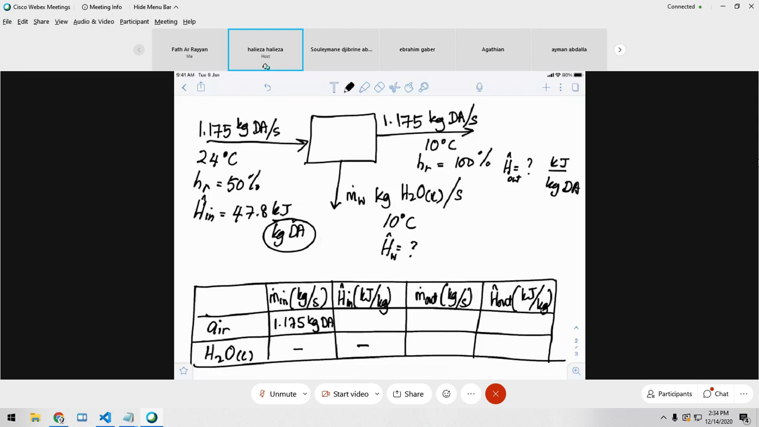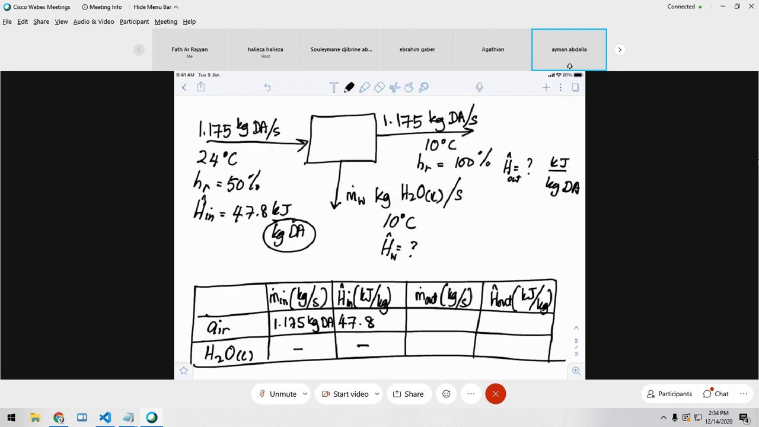The enthalpy has a unit of per kilogram dry air. So you need to cancel out that kilogram dry air. So let's put in the value. That's 47.8. Doctor, since we have water vapor in the inlet, can we use saturation tables to calculate the enthalpy for them? You don't need to.